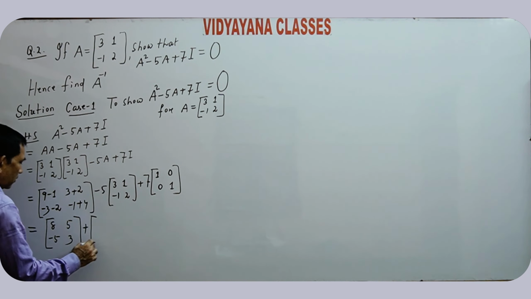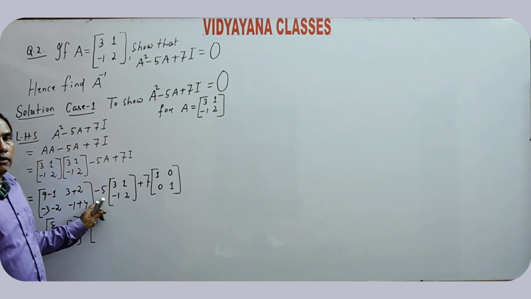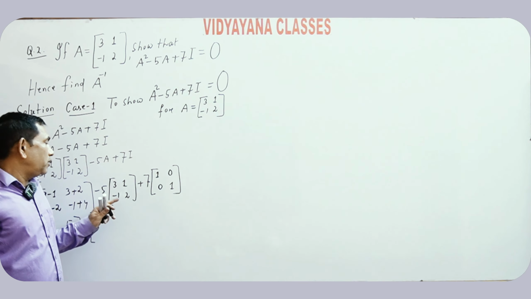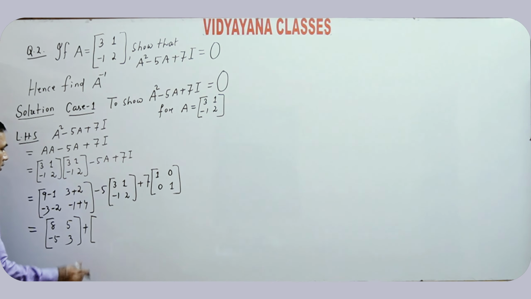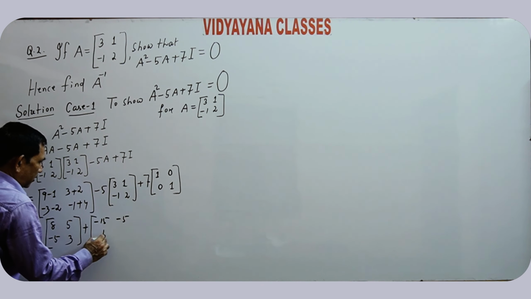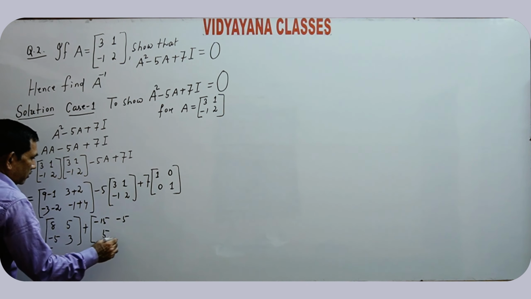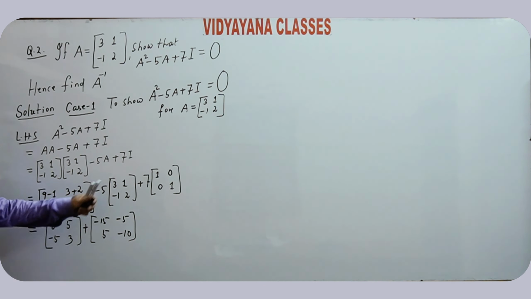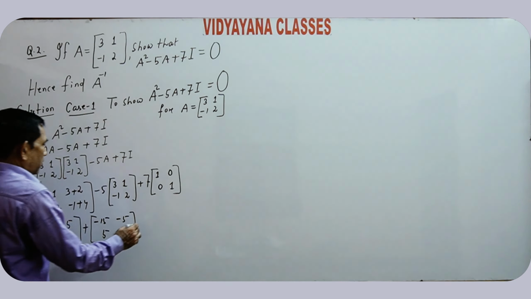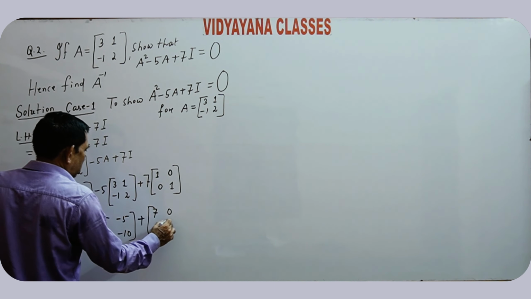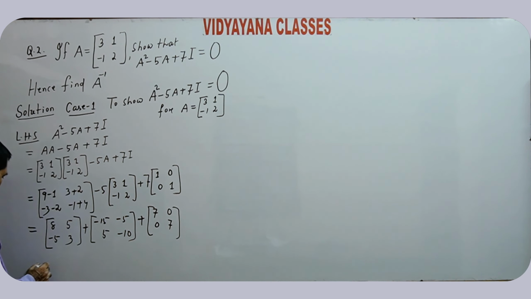Plus, minus 5 is a scalar. If a scalar is multiplied with a matrix, then it will be multiplied with each element of the given matrix. It gives minus 15, minus 5, 5 and minus 10. Plus 7 0 0 7, which is a matrix.